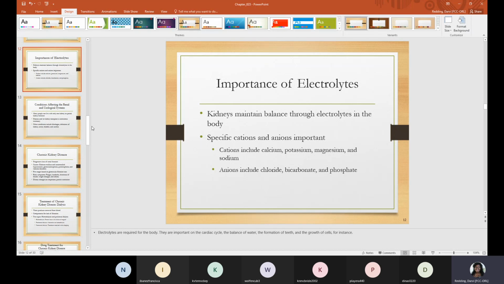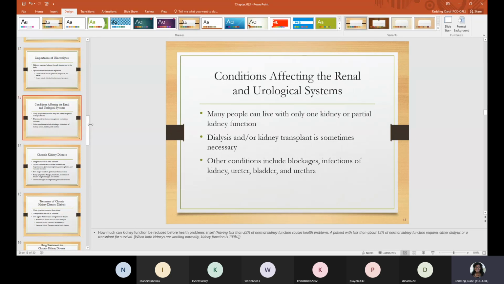So we learned a lot about the renal system and how it works as a filtration system, and learned about the nephrons and the ADH. Next, we'll learn about some of the conditions that affect the renal and the urological systems. There are many people that can live with only one kidney or even a partial kidney function. Inside of our bodies, we have two kidneys.